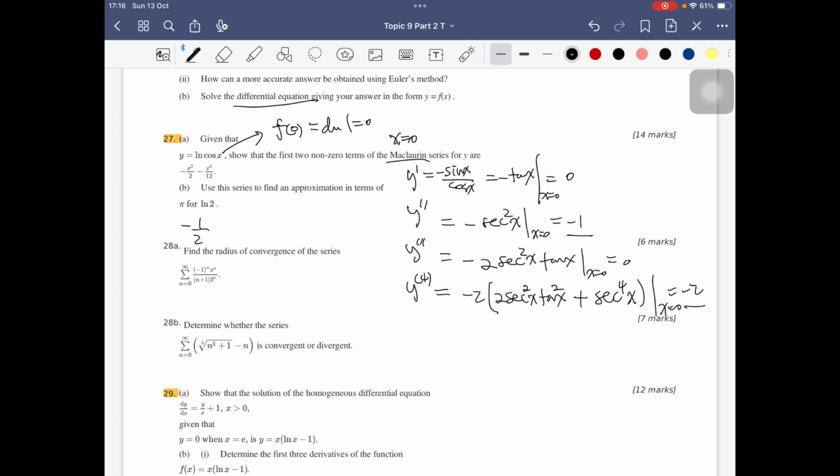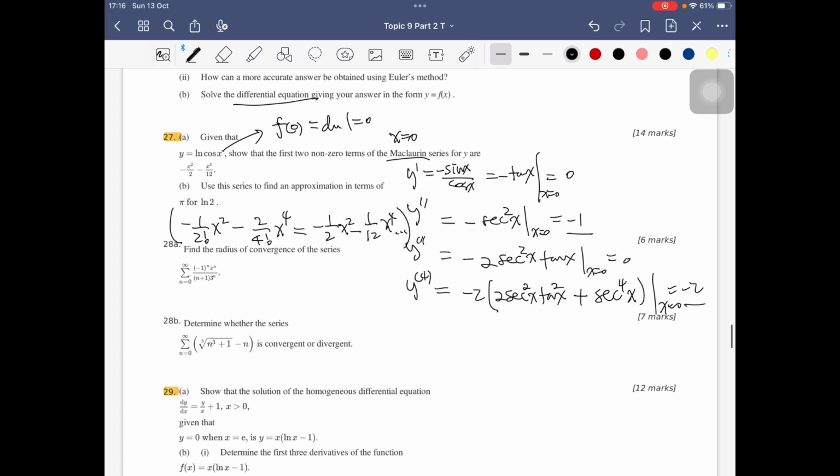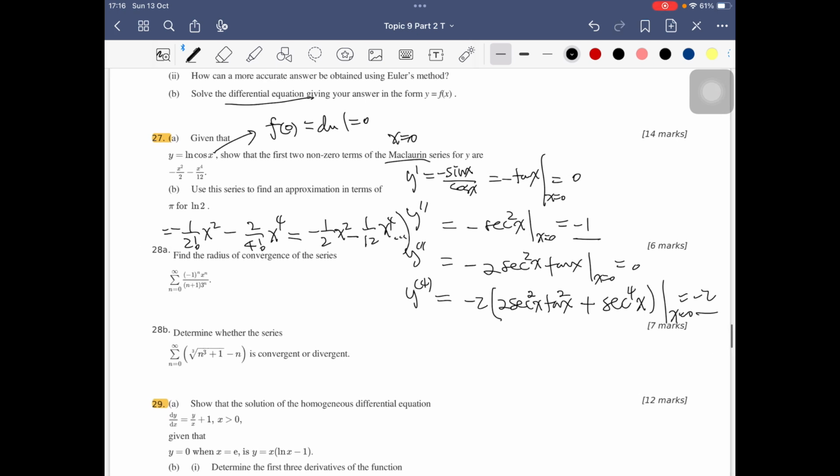So negative 1 over 2 factorial x squared minus 2 over 4 factorial x to the power of 4. So negative 1 over 2 x squared minus, because 4 factorial is 24, so 1 over 12 x to the power of 4. So this is ln cos x.